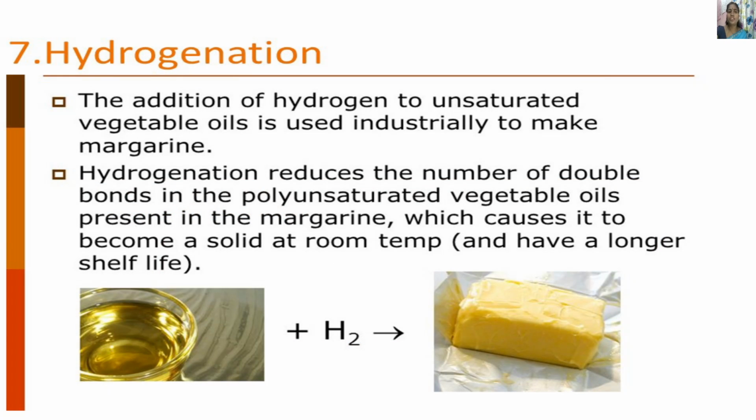Hydrogenation. The addition of hydrogen to unsaturated vegetable oil is used industrially to make margarine. Hydrogenation reduces the number of double bonds in the polyunsaturated vegetable oils present in the margarine, which causes it to become a solid at room temperature and have a longer shelf life. That means hydrogenation of oils and fats makes them solid at room temperature.